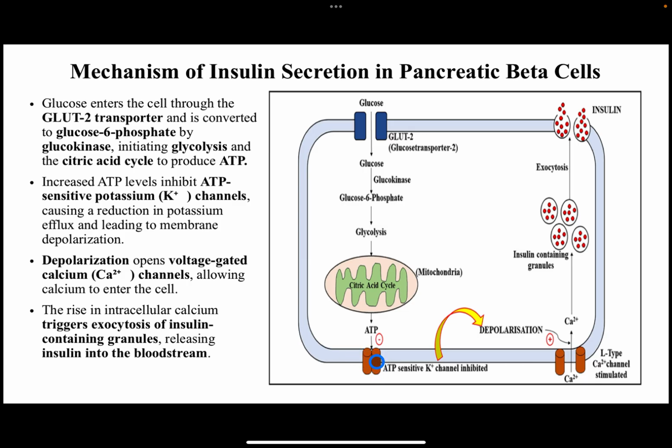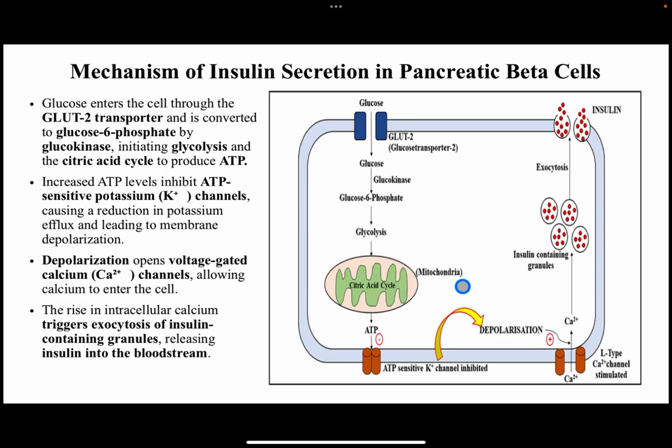Is that okay? And we have a channel over here, a channel down here. We call it the ATP sensitive potassium channel. Once the ATP levels increase, the ATP sensitive potassium channel will close. So you see here is negative, meaning this channel has closed. And the moment this channel closes, it will prevent potassium from leaving the cell. And if potassium is not able to leave the beta cell, depolarization of the cell will take place. So the beta cell will now depolarize.